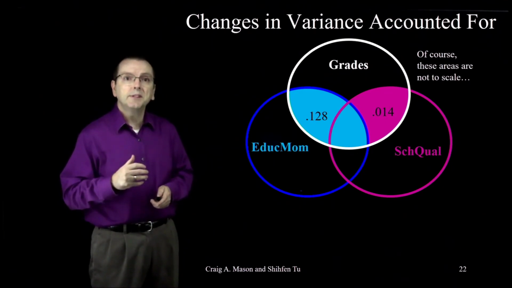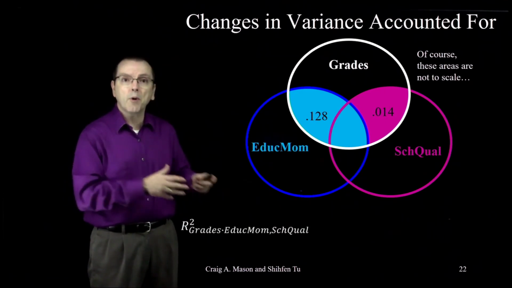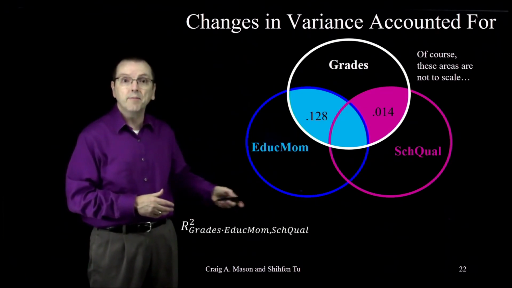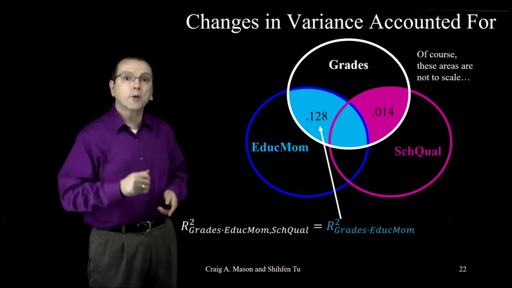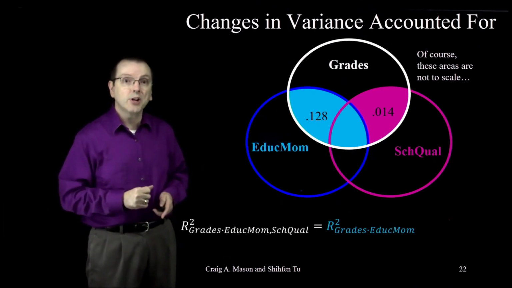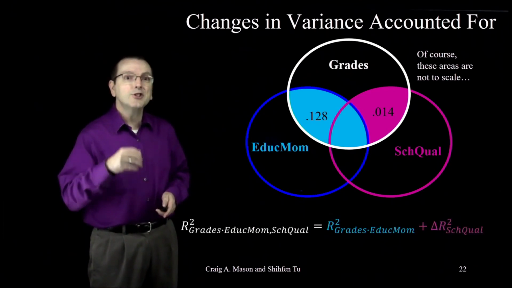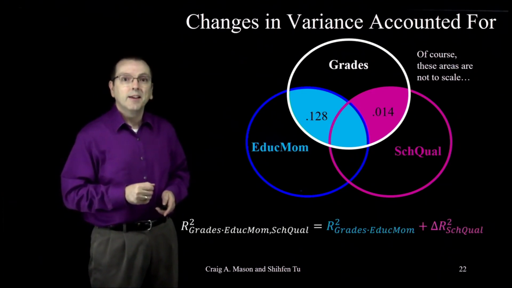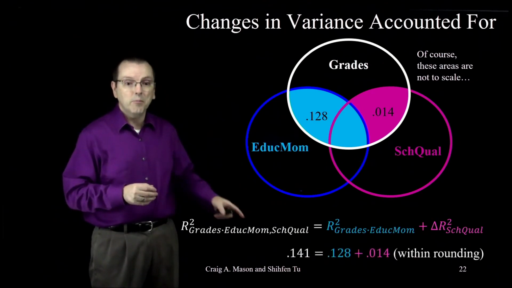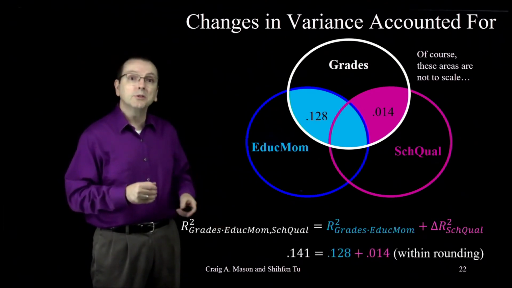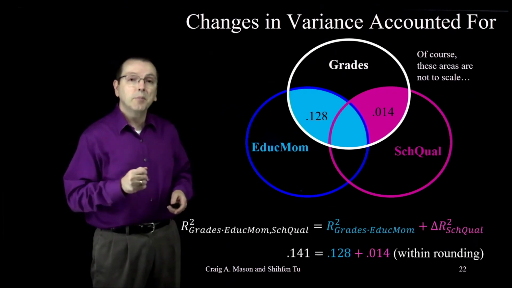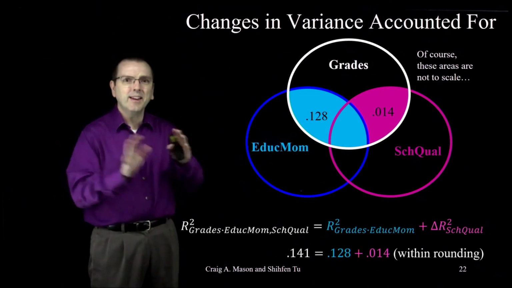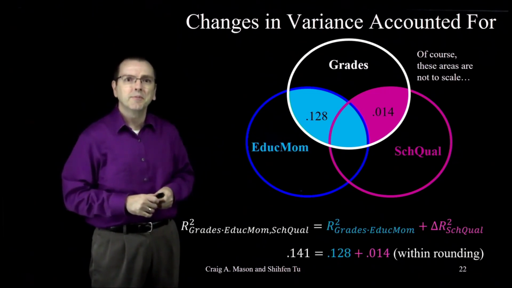Mathematically, we see that the R-squared for grades predicted by mother's education and school quality equals the R-squared for grades based only on mother's education plus the change in R-squared when we added school quality. This solves to 0.141 equals 0.128 plus 0.014, again within rounding for those numbers.